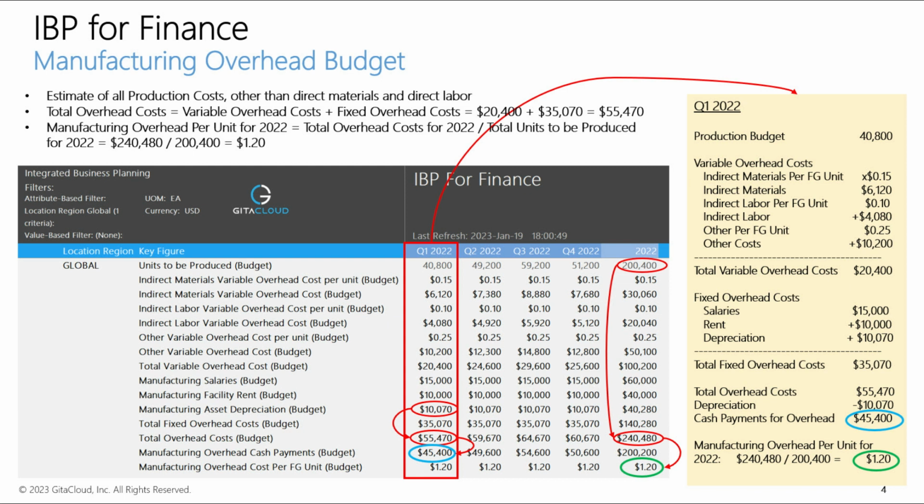You can refer to the calculation explanation on the right to see how variable and fixed overhead costs have been calculated in SAP IBP. Manufacturing overhead per unit cost for 2022 is calculated by dividing the total overhead costs with total FG units to be produced. This comes to $1.20. Depreciation is removed from total overhead costs to get the actual cash payment for overhead, as depreciation is not a cash transaction. This information is needed for the budgeted cash flow statement.